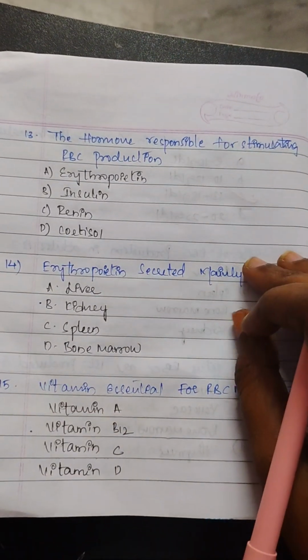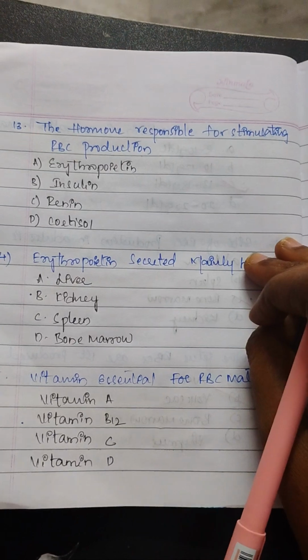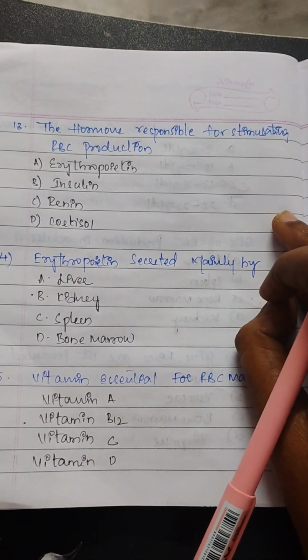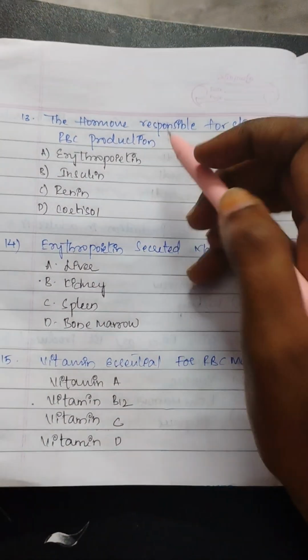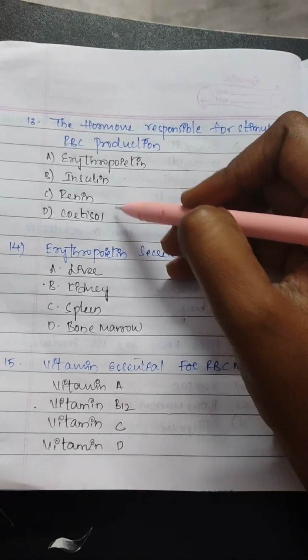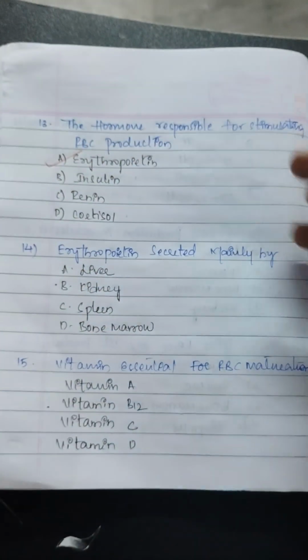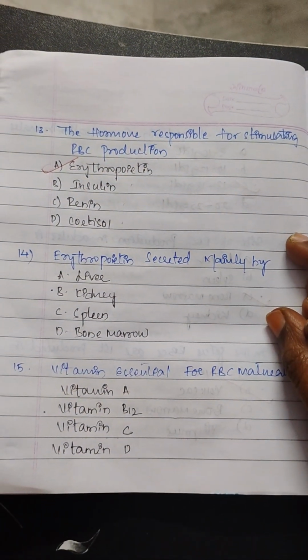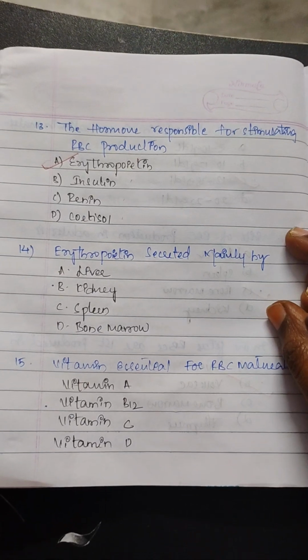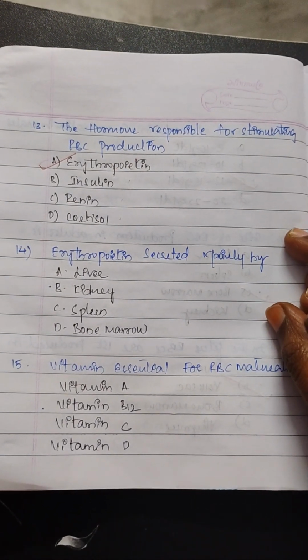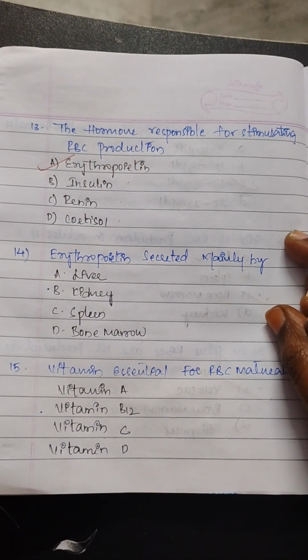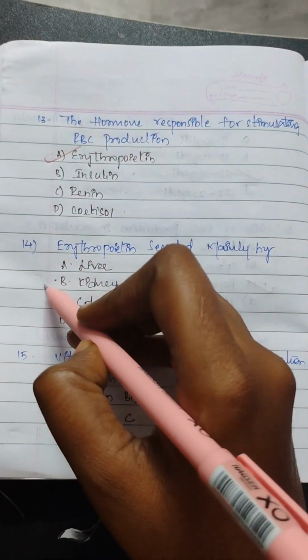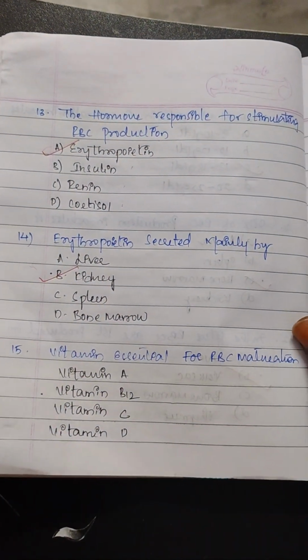The next question. The hormone responsible for stimulating RBC production: erythropoietin, insulin, renin, cortisol. The answer is erythropoietin. Then erythropoietin hormone is secreted mainly by liver, kidney, spleen, bone marrow. The answer is kidney.